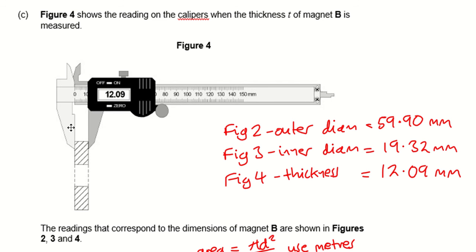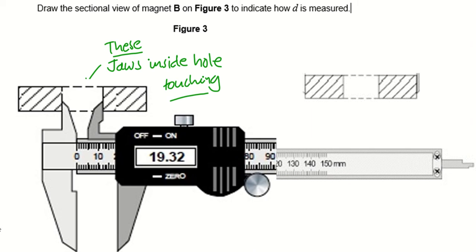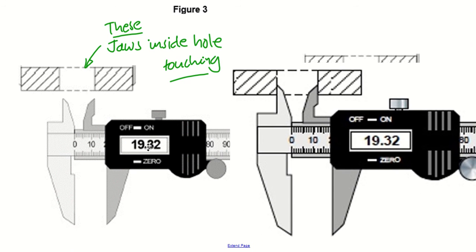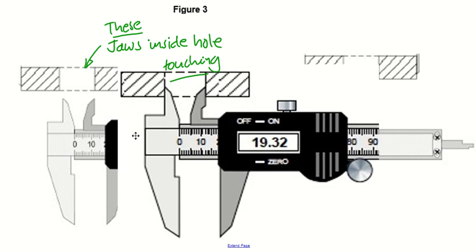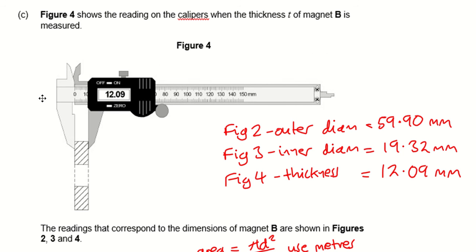Now here they are reading the thickness of the magnet. Notice in this first diagram they showed you on the little screen, that's the outside diameter. In this one, they have shown you the inside diameter. So they've actually been showing you all the different readings. You've just got to pick that up, they don't tell you. And then here they're showing you the thickness.